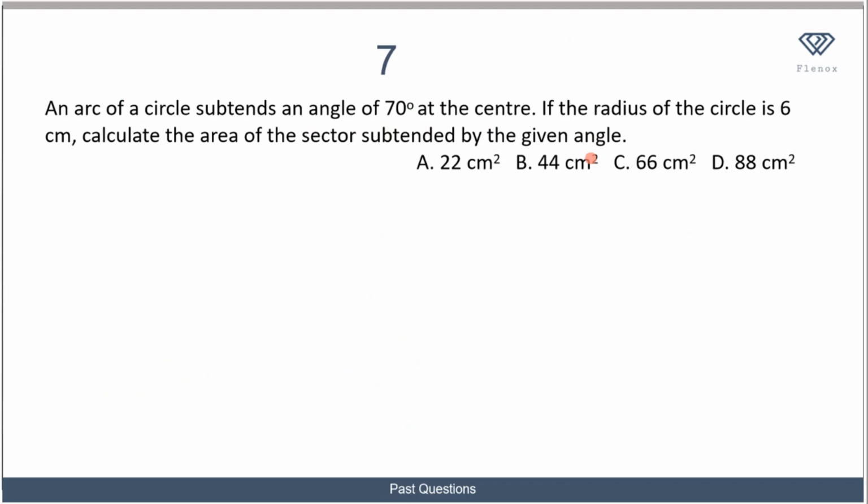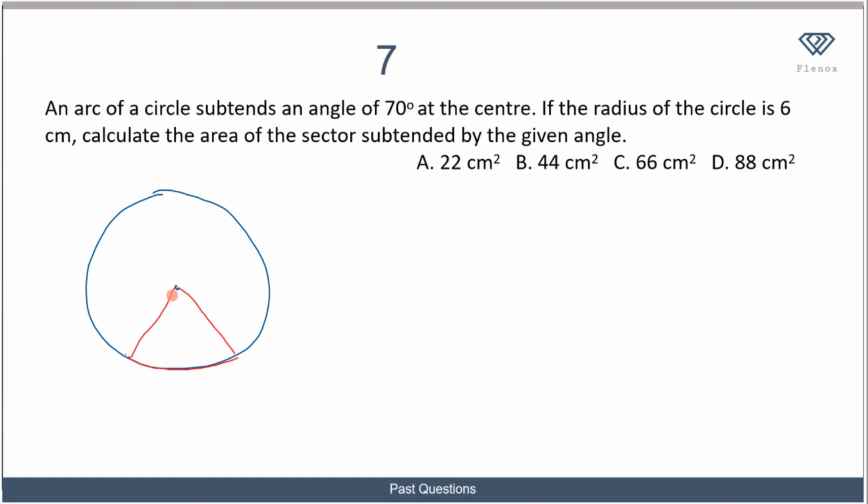Now we are told that an arc of a circle subtends an angle of 70 degrees at the center. If the radius of the circle is 6 centimeter, calculate the area of the sector subtended by the given angle. So we start by sketching out the question. So we have a circle, and we are told that an arc subtends an angle of 70 degrees. So now let's take a section to represent our arc. So this is our arc over here, indicated by this red line. And we are told that it subtends an angle of 70 degrees at the center of the circle.